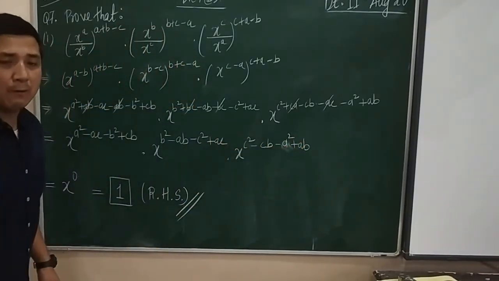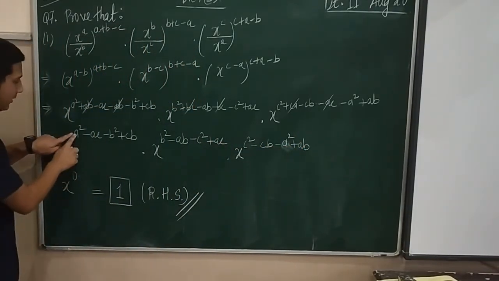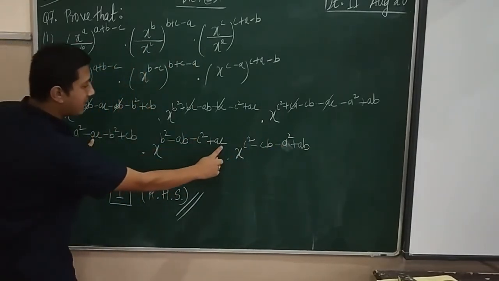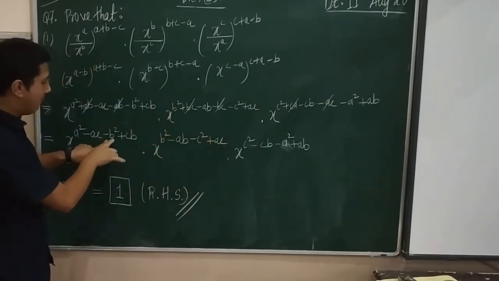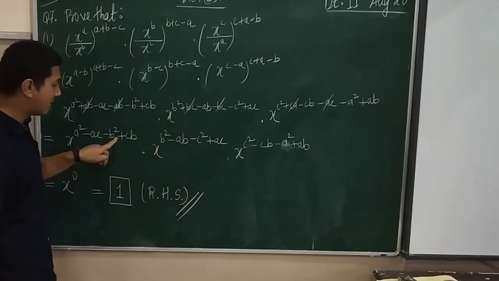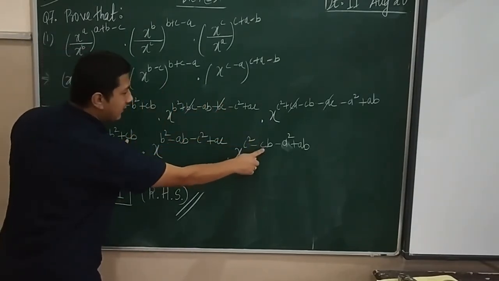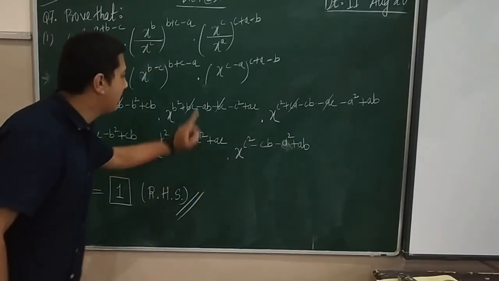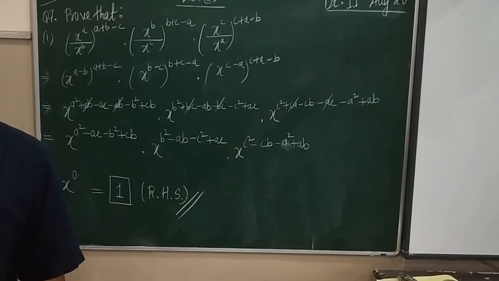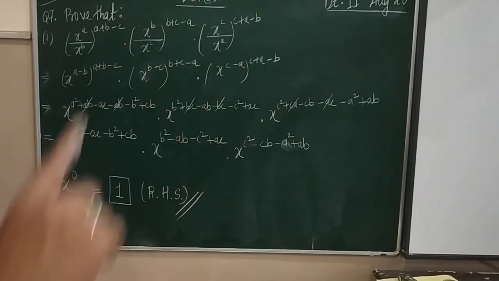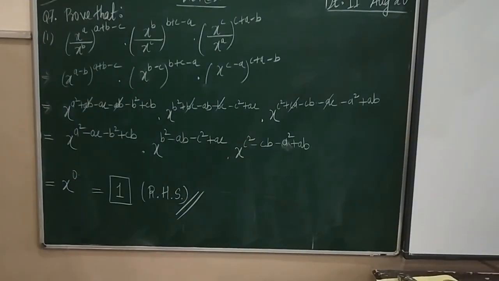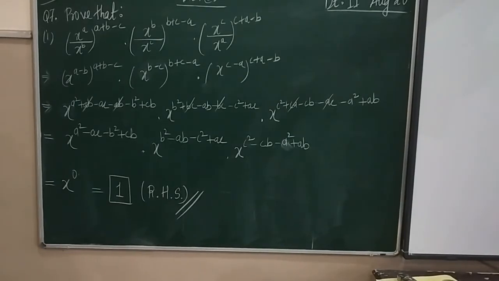The moment you add the powers, what you'll see is plus a square minus a square gets cancelled out, minus ac plus ac cancel out, minus b square plus b square cancel out, plus cb minus cb gets cancelled out, minus ab plus ab also gets cancelled out, minus c square plus c square also gets cancelled out. So in fact all the powers get cancelled out, the power will be 0. So x to the power 0, and we know anything to the power 0 is 1. So hence this is the way we have to prove. So pause the video, note it down.